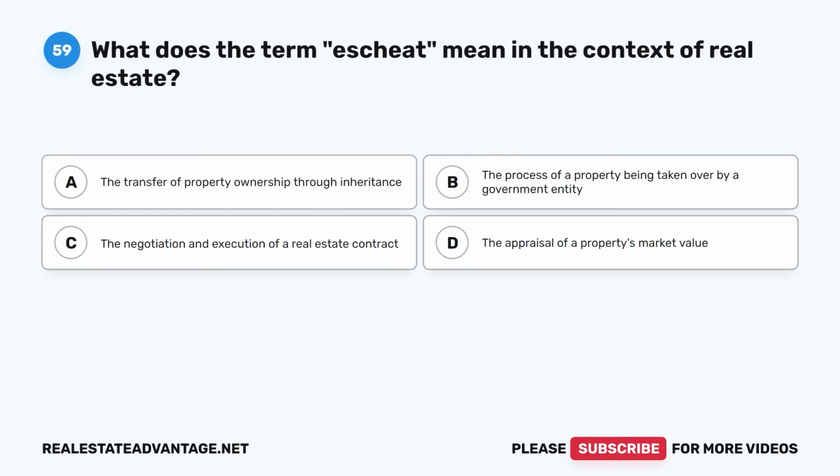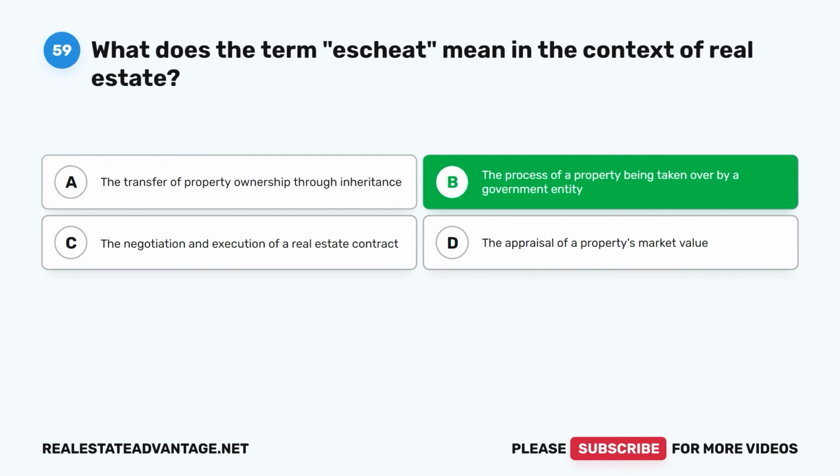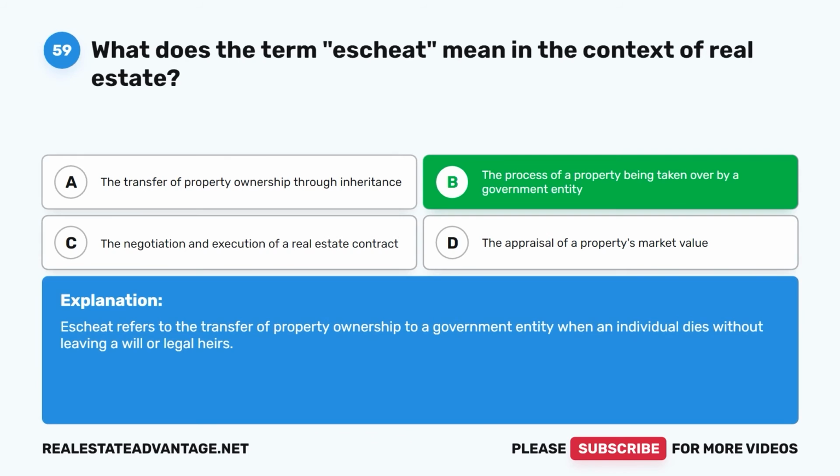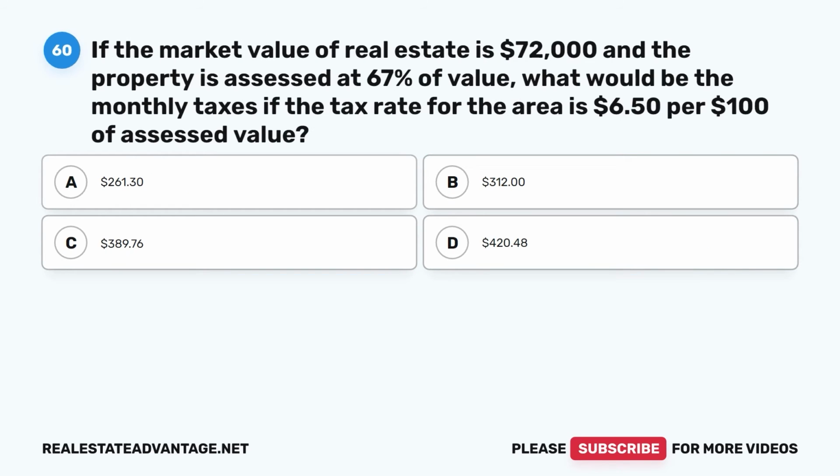Question 59. What does the term escheat mean in the context of real estate? A. The transfer of property ownership through inheritance. B. The process of a property being taken over by a government entity. C. The negotiation and execution of a real estate contract. D. The appraisal of a property's market value. The correct answer is B. The process of a property being taken over by a government entity. Escheat refers to the transfer of property ownership to a government entity when an individual dies without leaving a will or legal heirs.